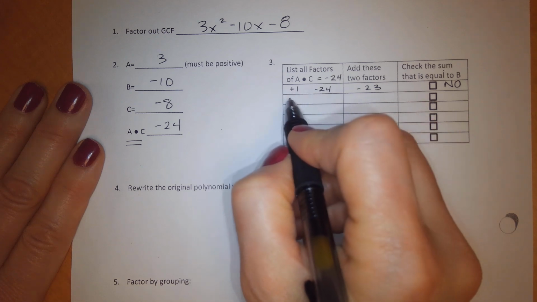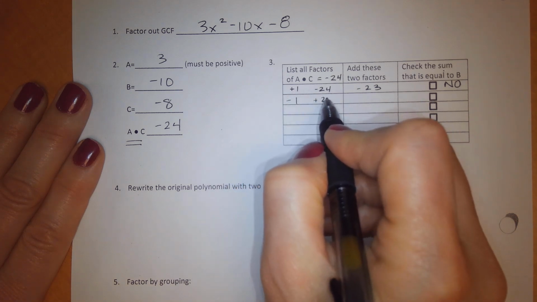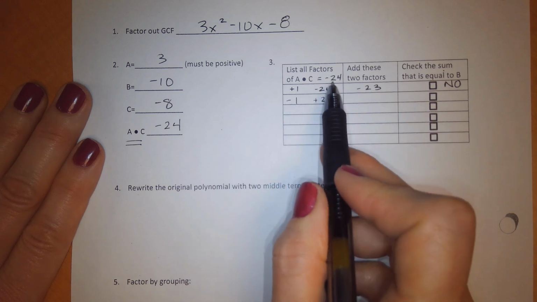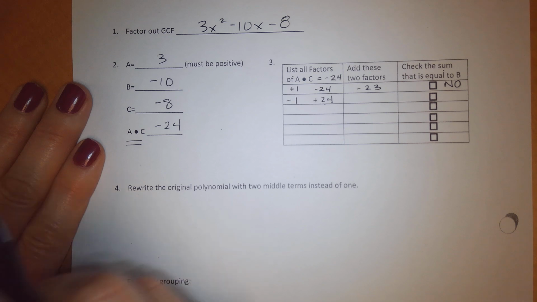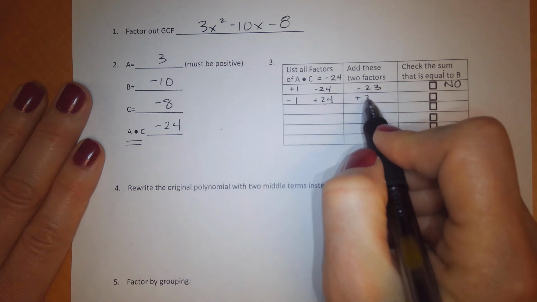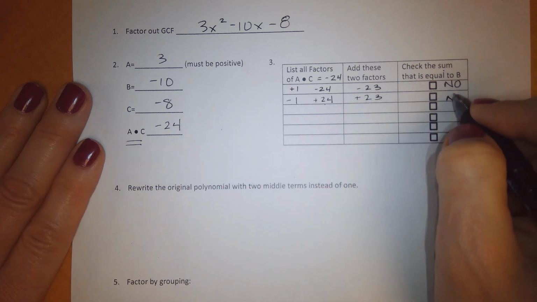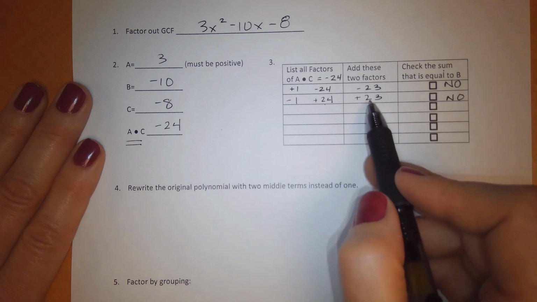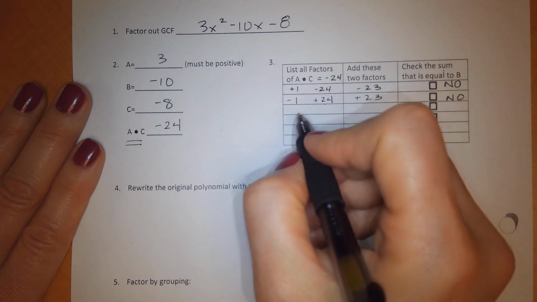Don't forget that every pair also has an opposite signed pair. Negative 1 times positive 24 is also negative 24. Those two numbers add up to a positive 23, but unfortunately those don't work either because they don't add up to negative 10. So I'm just going to write down some pairs.